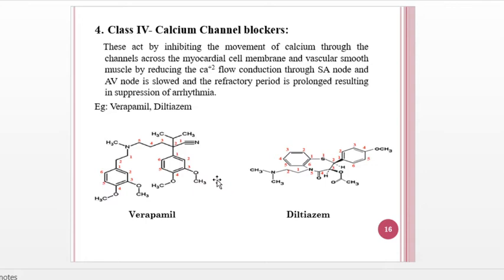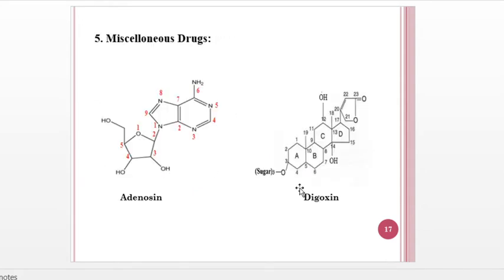How do they act? They act by inhibiting the movement of calcium through the channel across the myocardial cell membrane and vascular smooth muscle. By reducing calcium flow, conduction through the SA node and AV node is slowed and the refractory period is prolonged, resulting in suppression of arrhythmia. Examples of calcium channel blockers are verapamil and diltiazem.